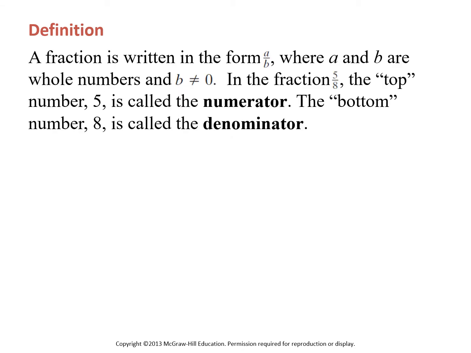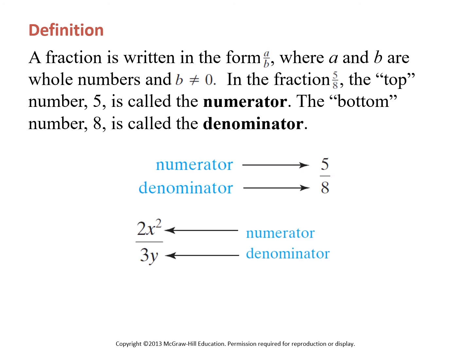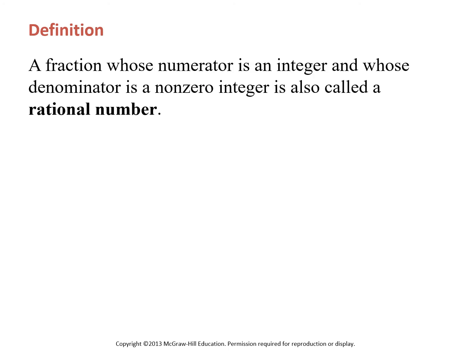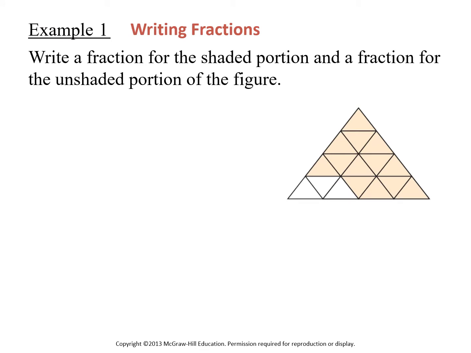So a fraction is written in the form a over b, when a and b are integers. The numerator is the top number and the denominator is the bottom number. And a fraction whose numerator is an integer and denominator is also an integer is called a rational number.